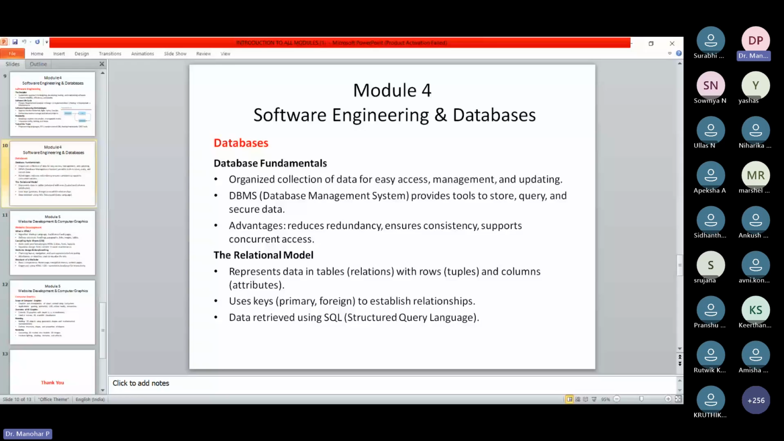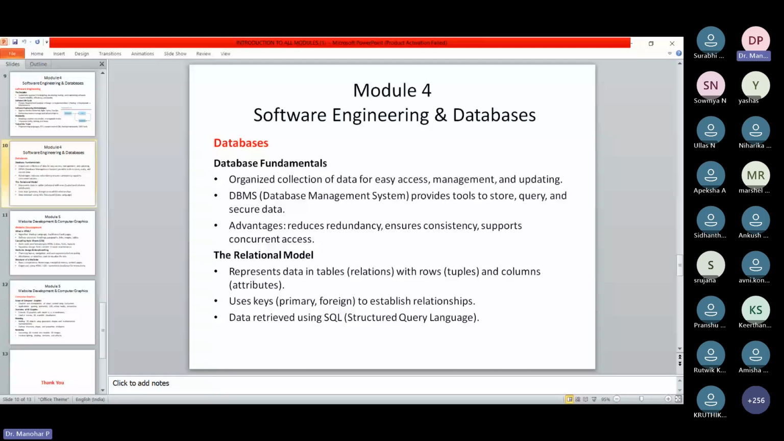Relational model, RDBMS. What is a key? Without a key, you cannot establish the relationship between the database users. So data is represented in tables. Usually structured data is stored in an RDBMS, and there is a language called SQL which can be used to retrieve the data.